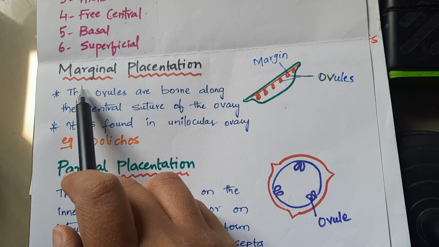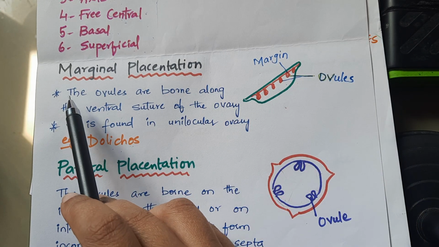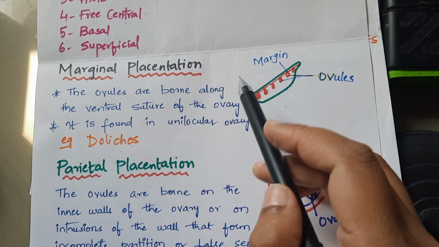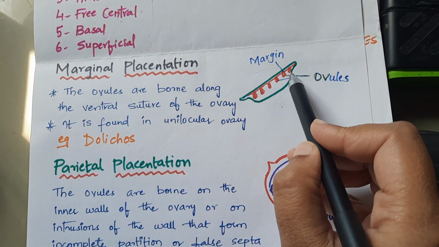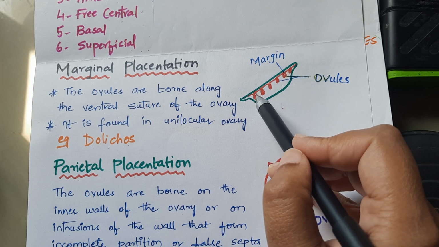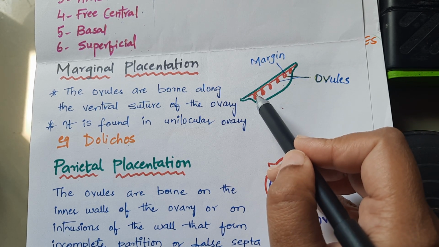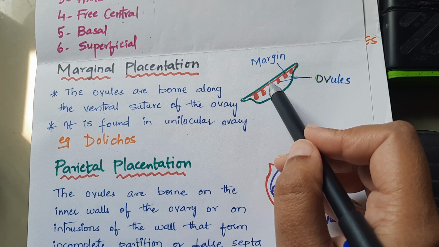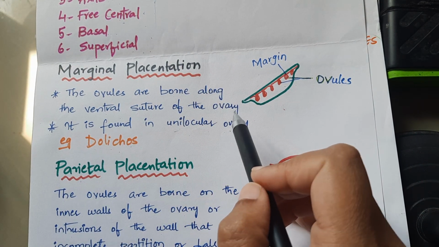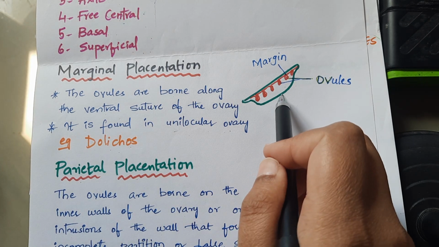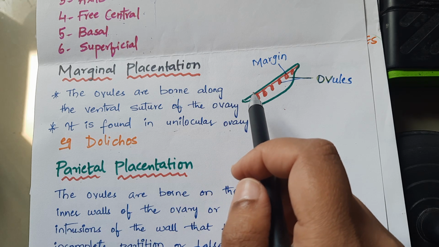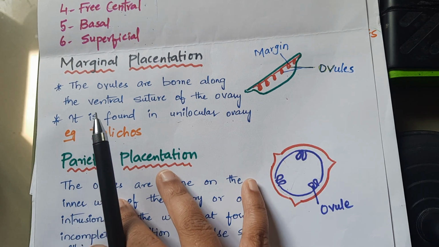First one is the marginal placentation. See here, the ovules are born along the ventral suture of the ovary. This is the ventral suture. In this, the ovules are born in this way. And it is generally seen in the unilocular ovary. A single locule is there. Example for this is dolichos, peas. In these fruits or vegetables, we find the marginal placentation.